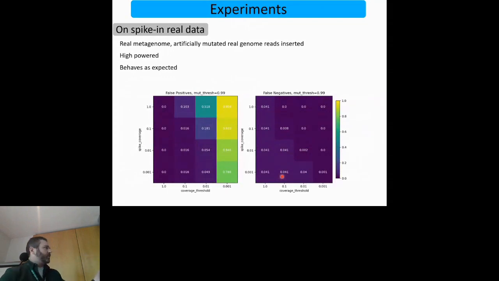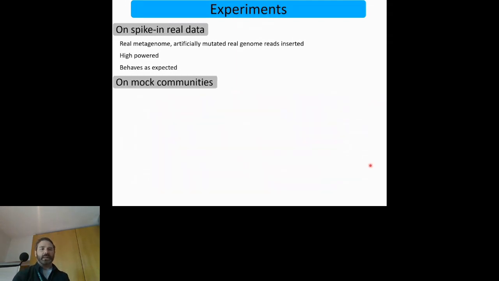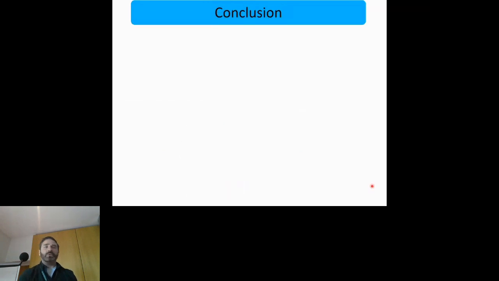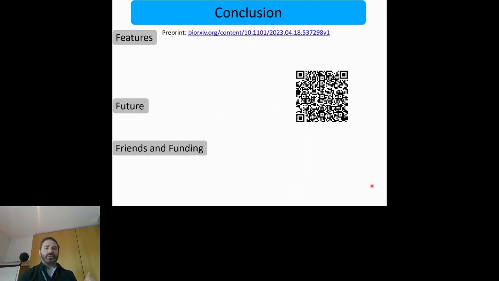If you look at that coverage threshold, which I won't have time to go into too much, but you can basically say that we control false negatives, false positives fall off like expected. On mock communities, this is a CAMI data set compared to one of the most accurate methods, sourmash here. You'll notice that basically we get a massive reduction in false positives with just a slight increase in my false negatives.